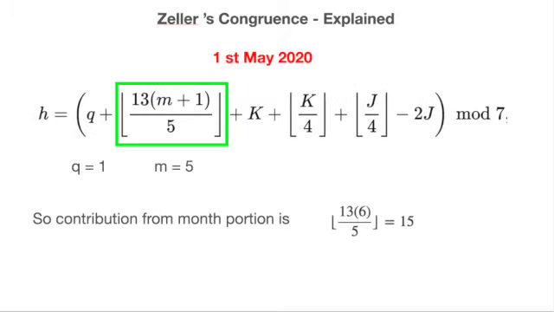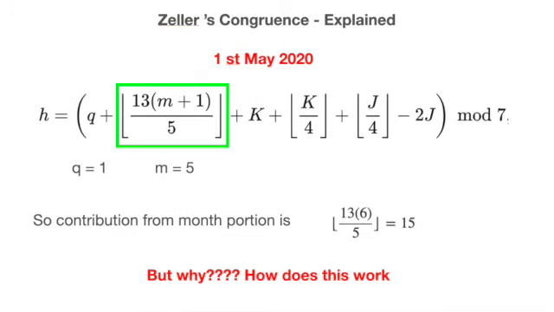The second complicated looking part accounts for the month portion. Let's say we want to figure out which day is it for 1st May 2020. In this case, our Q will be 1, since it is the first day of May, and our M would be 5, so the month contribution would be 15. What is less clear though is how the formula works.